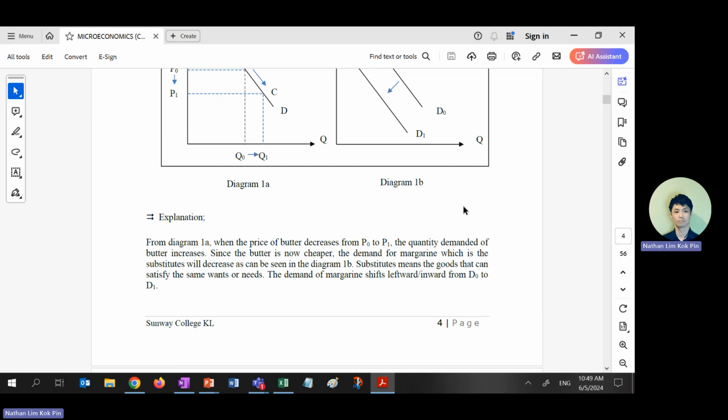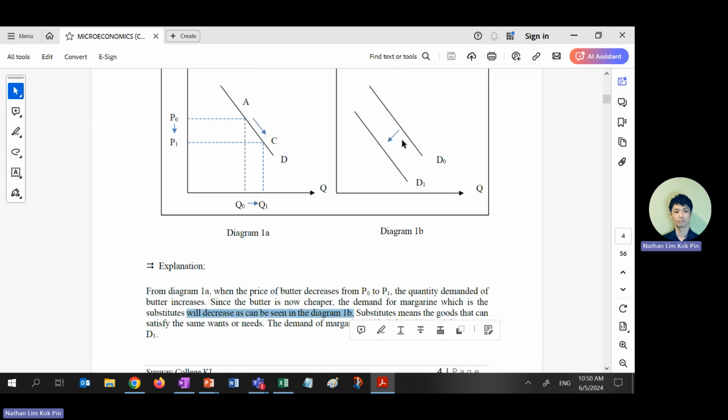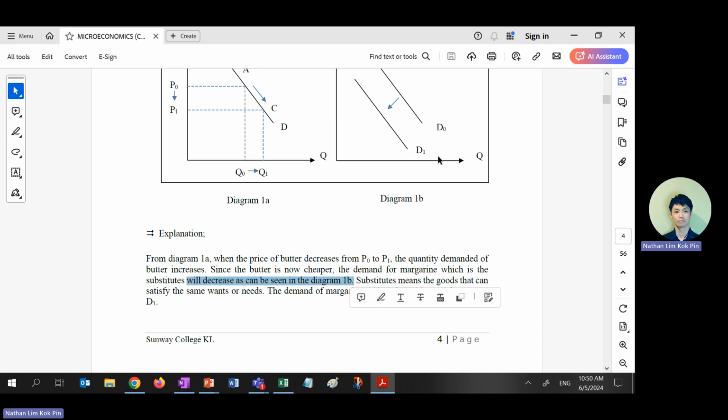Normally I will start from diagram 1A. You refer the reader to the thing that you want to show. Diagram 1A, 1B, right? When the price of butter decreases from P0 to P1, I use the words quantity demanded. This is the thing I want to see. Butter is now cheaper, so the demand for margarine, which is a substitute. Straight away tell me margarine is a substitute, not another sentence saying butter and margarine are substitutes. Straight give me the few words: substitutes will decrease, as can be seen in diagram 1B, so I can straight away refer to diagram 1B.